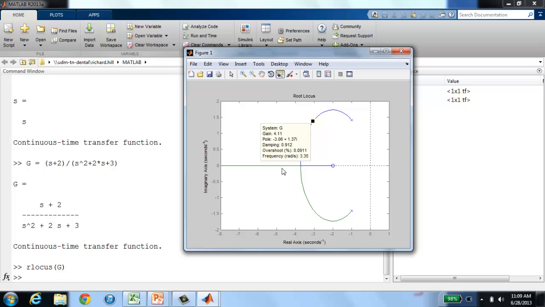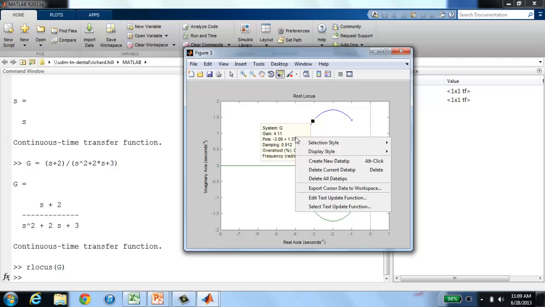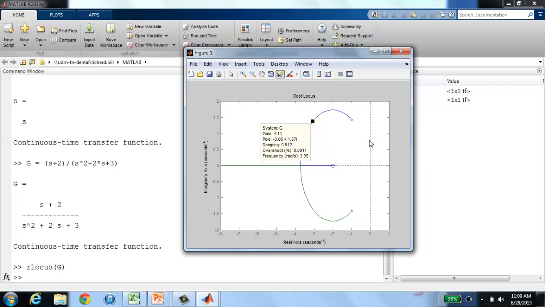If we want to try and interpolate between those 2 points a little bit, what we can do is the following. We can right click, and in the selection style, instead of snapping to the nearest data vertex, we can go based on mouse position, and that will allow us to get in between values. So there I'm able to place the pole with a real part of -3, and you can see that the corresponding gain is 4.